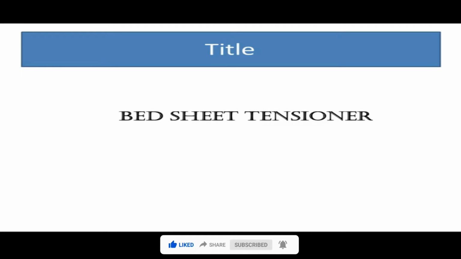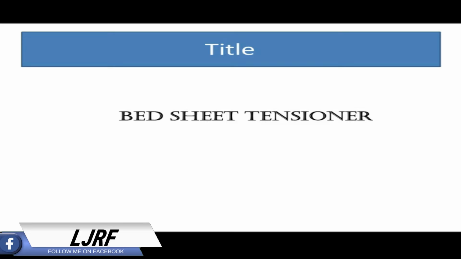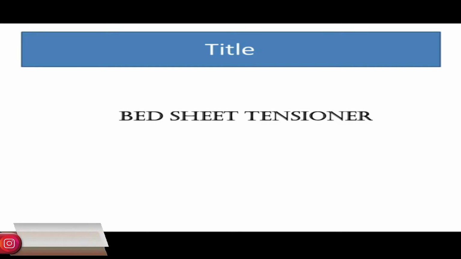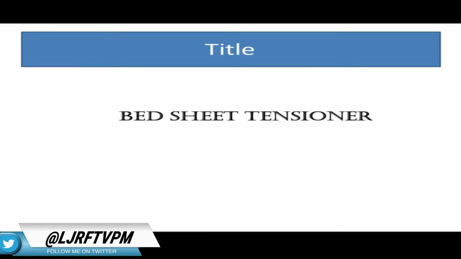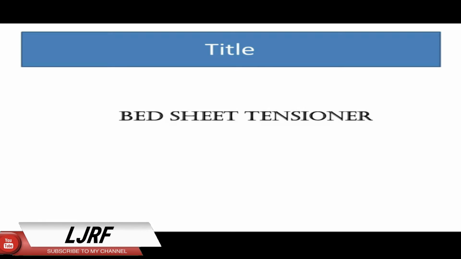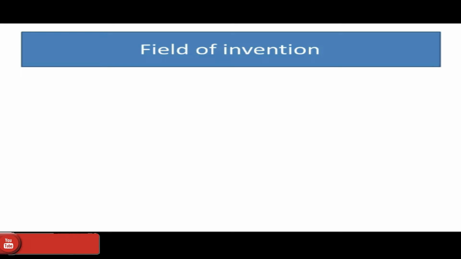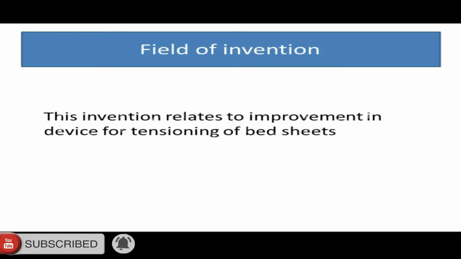So the title of the invention here is bedsheet tension. It is the device of which we are trying to understand the specification. It is the specific title of the invention described in the specification we are going to understand.